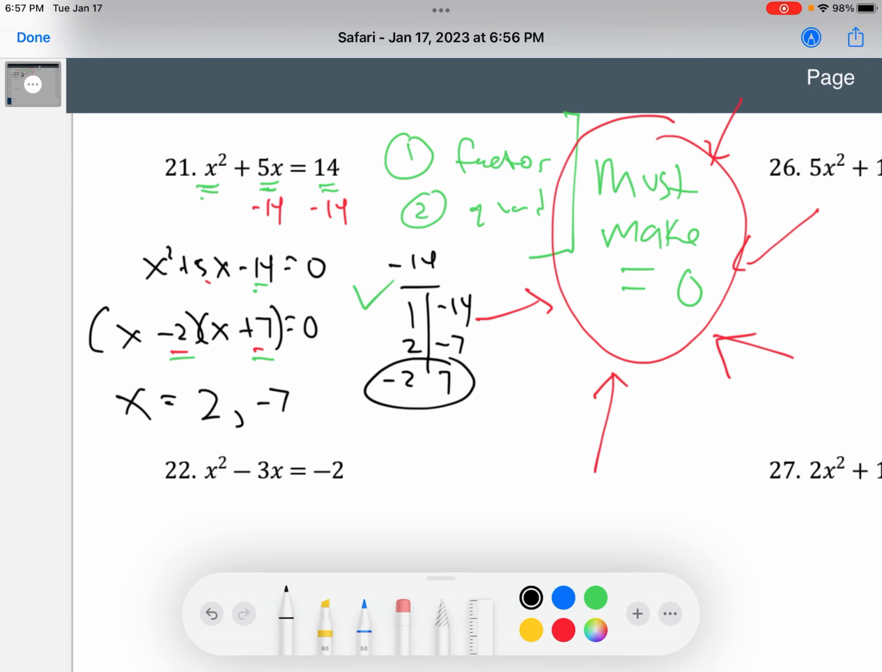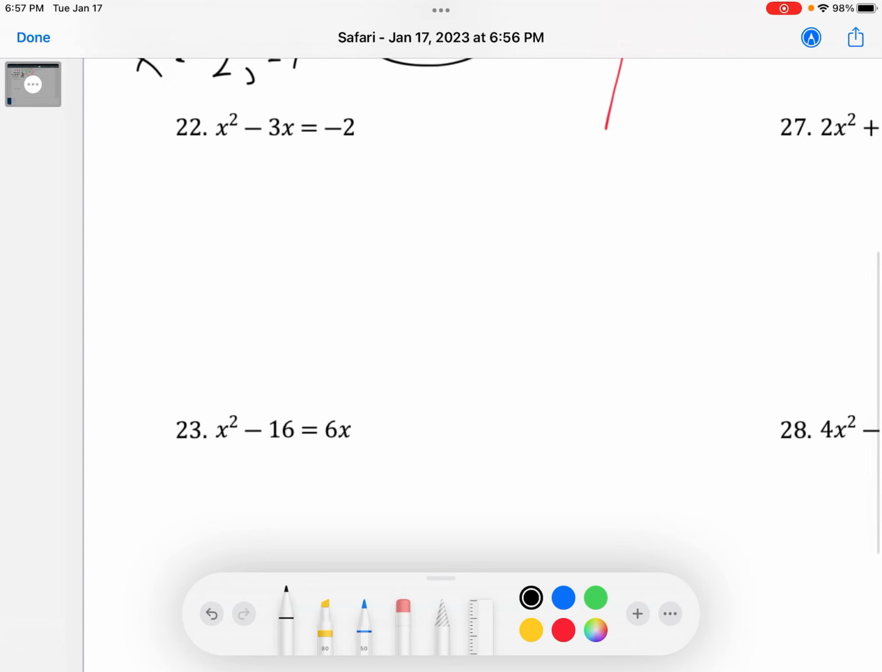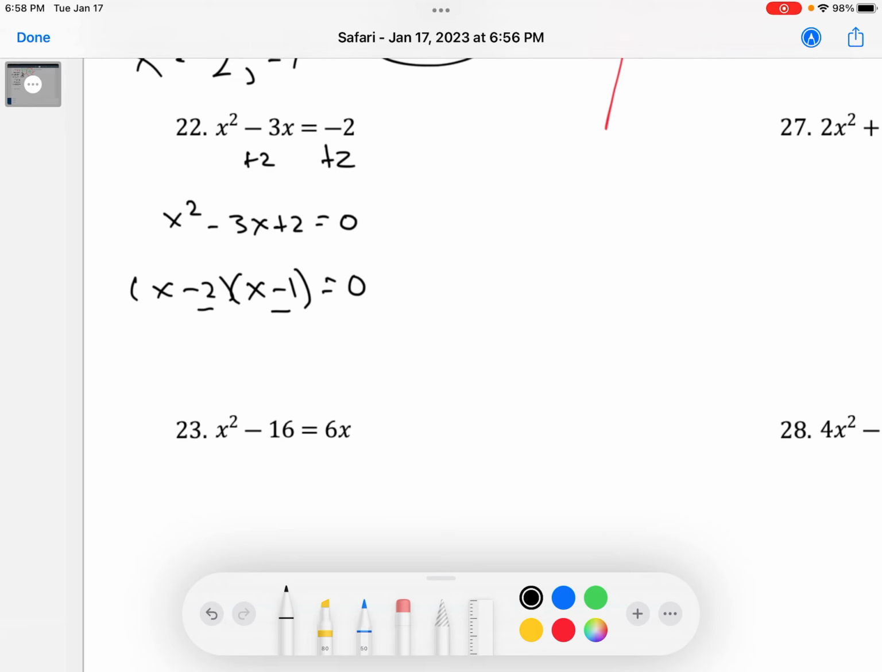Okay, same process applies to this one. We've got to make it equal to 0. To make it equal to 0, we're adding 2 to both sides. So I've got x squared minus 3x plus 2 equals 0. We're going to factor that as x minus 2, x minus 1 equals 0. Just double check that. Negative 2 times negative 1 is positive 2. Negative 2 plus negative 1 is negative 3. So that's good. All right, so my answers are 2 and 1.